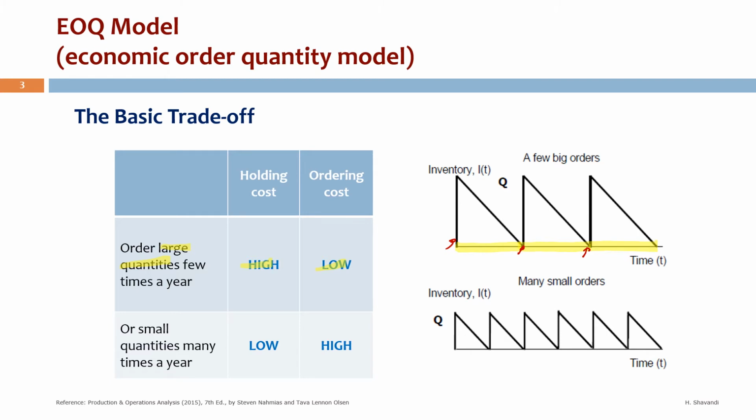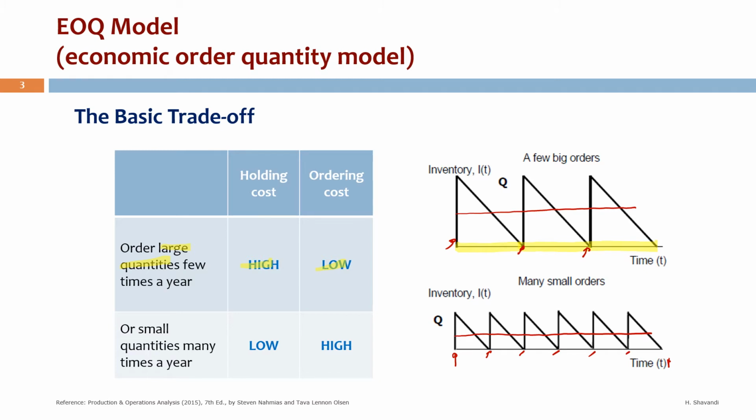We have 3 orders, but the average inventory level is at this level. In the case of having more orders in a year, as you see here, we have 1, 2, 3, 4, 5, and 6 orders, 2 times the previous case. The number of orders is higher than the previous one, but the average inventory holding is lower than the previous case.